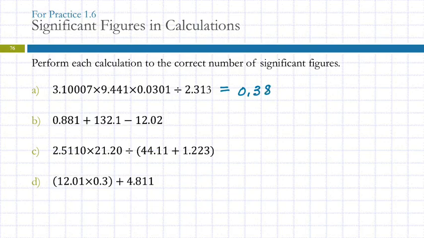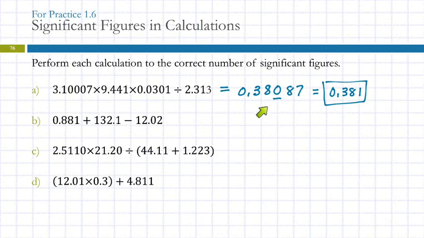So 0.380, there's 3 sig figs. And I'm going to write down the next 2 digits just as extras, sort of insurance. Then I'm going to round it. 0.381 is the correct answer.